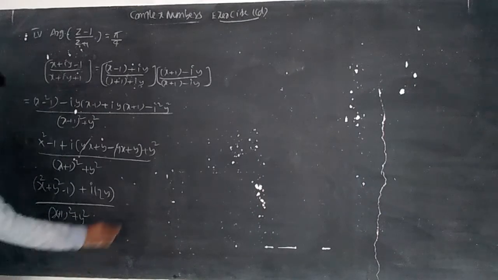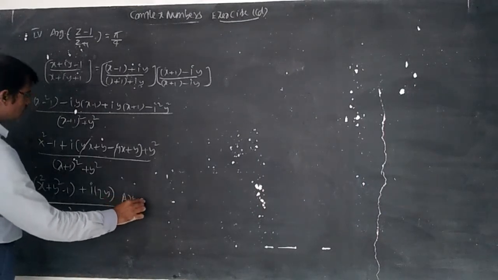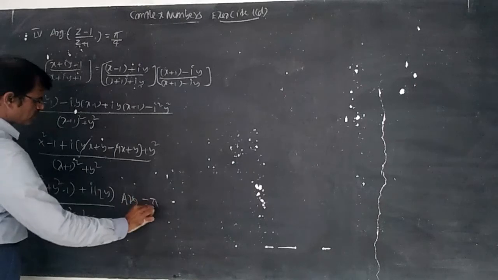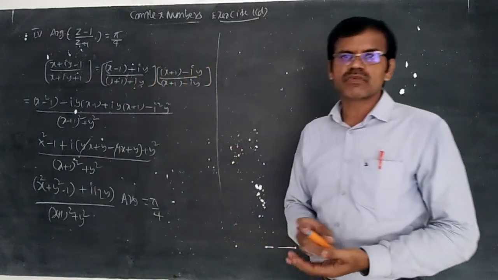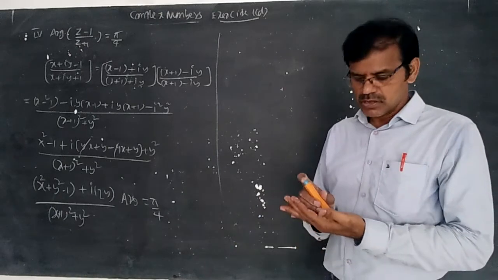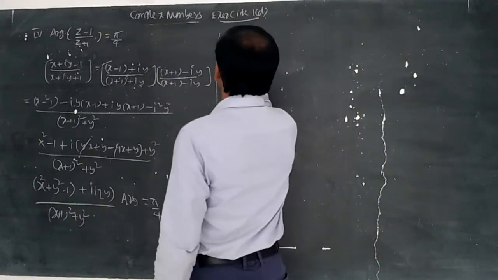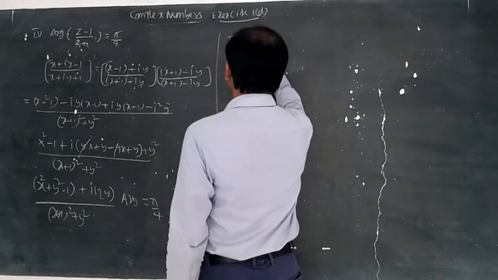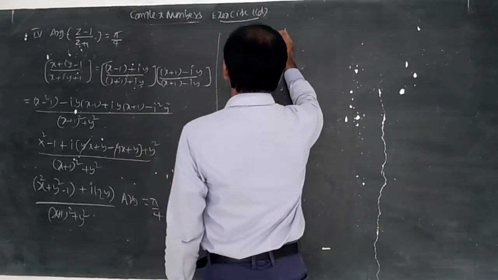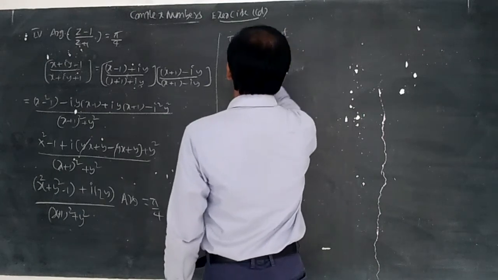Here argument is equal to pi by 4. Argument means tan inverse of imaginary part by real part. Tan inverse of imaginary part by real part, tan inverse y by x.